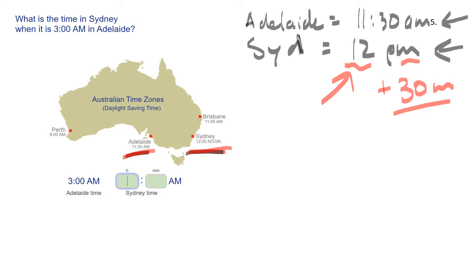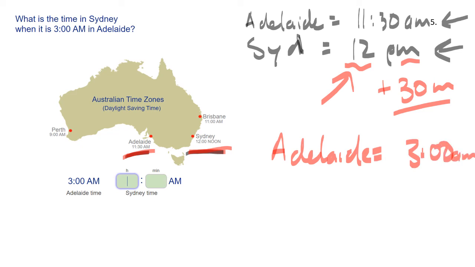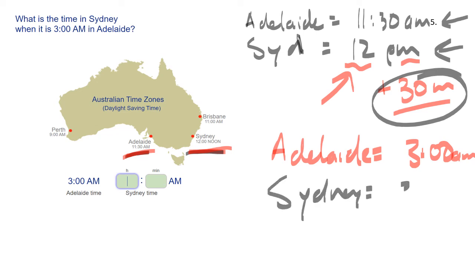Okay, so if it's 3 a.m. in Adelaide, if Adelaide equals 3 a.m., and the rule is plus 30 minutes, that just means Sydney is going to equal 3:30 a.m. because the rule is plus 30 minutes, because Adelaide's 11:30, Sydney is 12 o'clock. Okay, I hope you got 3:30 a.m. All right, next question.